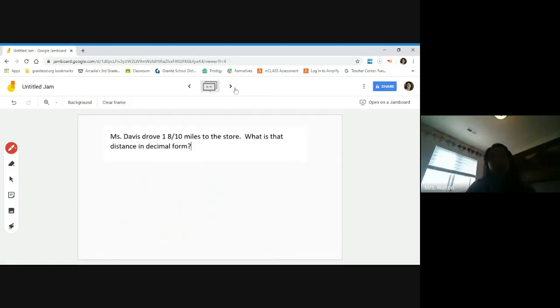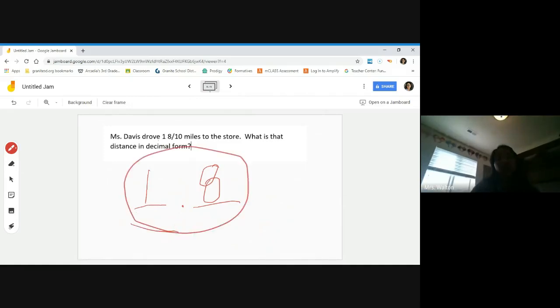And then let's check out this one. Miss Davis drove 1 8/10 miles to the store. What is that distance in decimal form? So once again, we're just filling in our blanks. If it helps you to write it out like that, that's great. So we've got 1 whole mile and then 8/10 of a mile. So 1 8/10 looks like this. Just taking this fraction into decimal form.